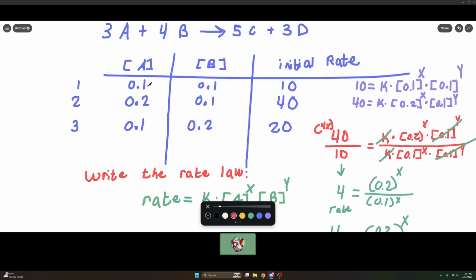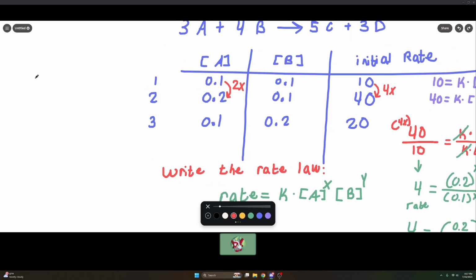With A, I can see that A went through a doubling. Well, what happened to my rate? My rate went through a quadrupling. And obviously my B was unchanged, so that means I get to ignore it. So, if A doubled and rate quadrupled, that means I can set this up. I can think of it as, okay, 2 to what power equals 4? 4 because of a quadruple, right? And then I can just go straight to my answer of x equals 2.